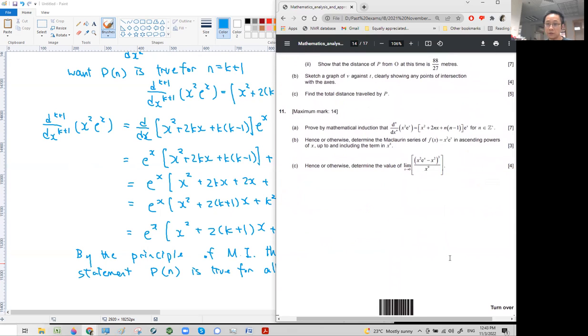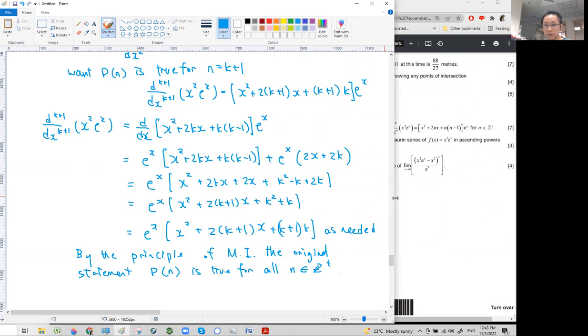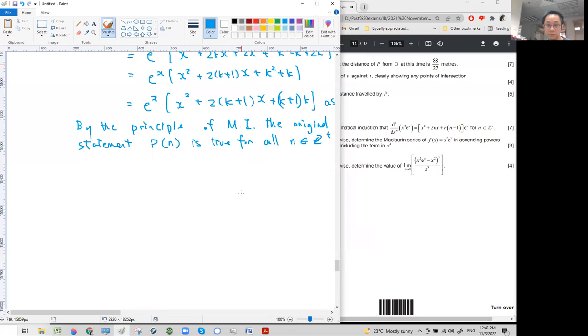Okay, and hence or otherwise determine the Maclaurin series of this in ascending powers of x up to and including x to the 4. So what's the Maclaurin series like? The Maclaurin series of any function would correspond to f of 0, and this is in the formula book, but again, I'm not going to bother looking at it.